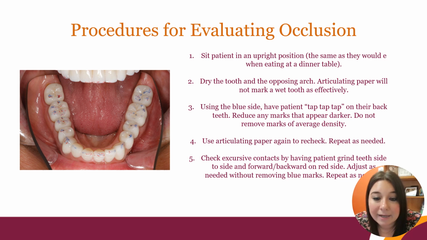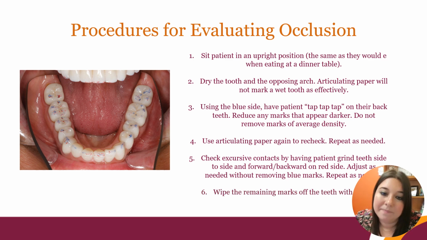on the red side. We can adjust as needed without removing any blue marks. So then keep doing this. Every time you adjust something, we need to check again, because even if you removed some occlusion in one area, when you start to remove that, other areas could pop up as being too heavily occluded now. So keep checking until everything is even.